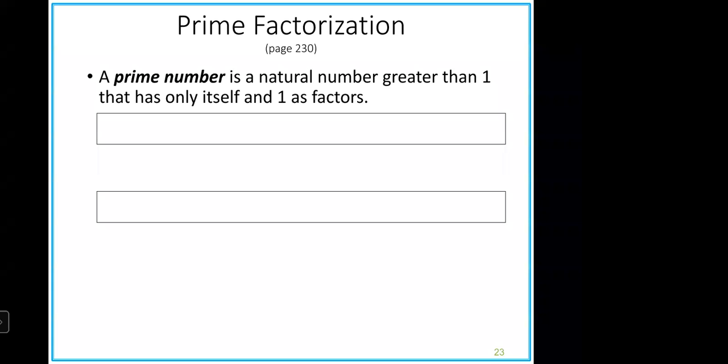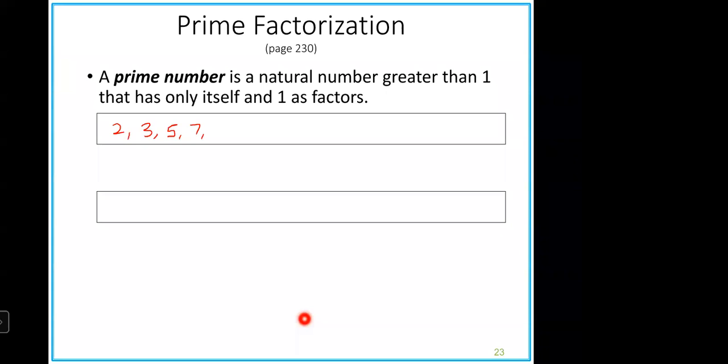But look at the rule, what it says. It says a prime number is a natural number greater than 1 that only has itself and 1 as factors. So would 2 be a prime number? Yes, 2 is a prime number because it only has 1 and itself as factors. So we could start with 2, then 3. What about 4? No. What about 5? Yes. Definitely not 6. What about 7? Yes. Definitely not 8.